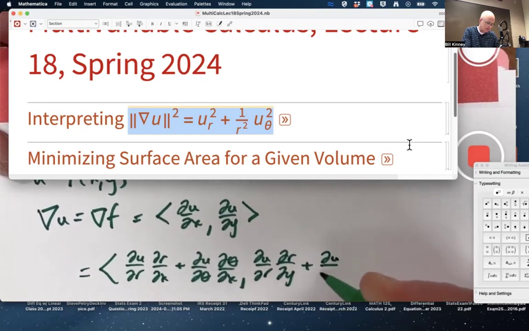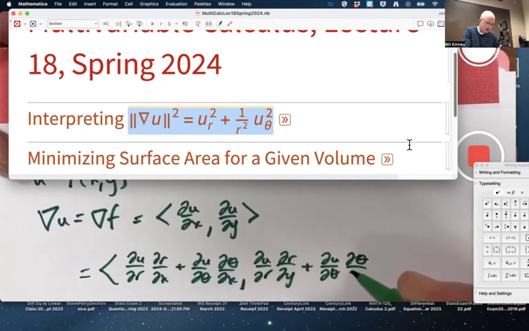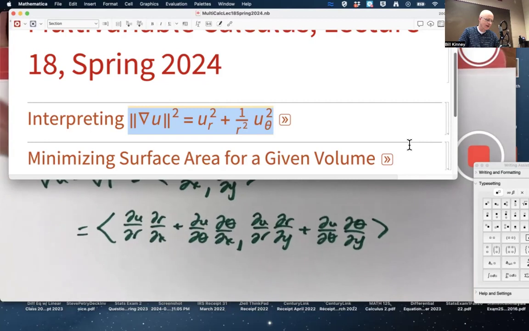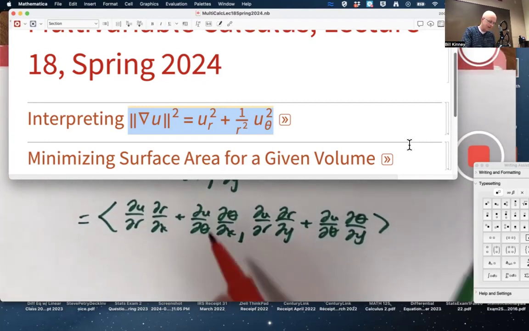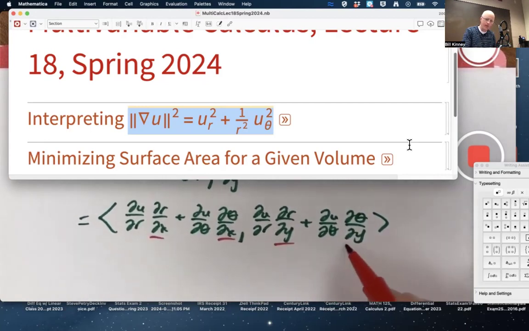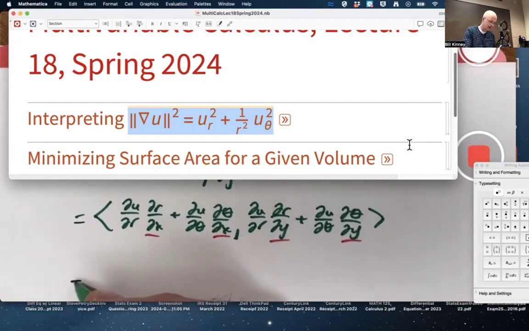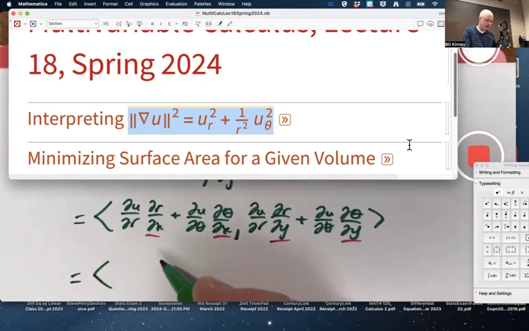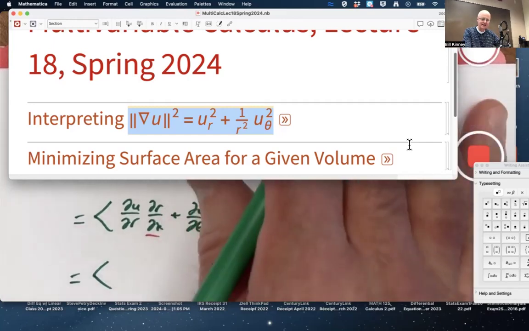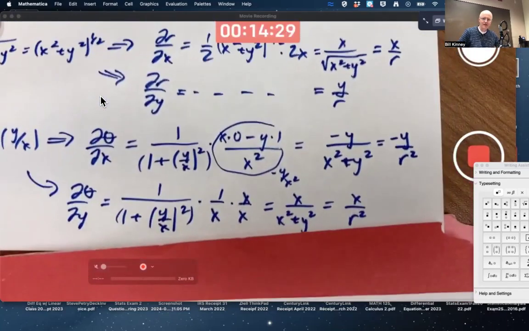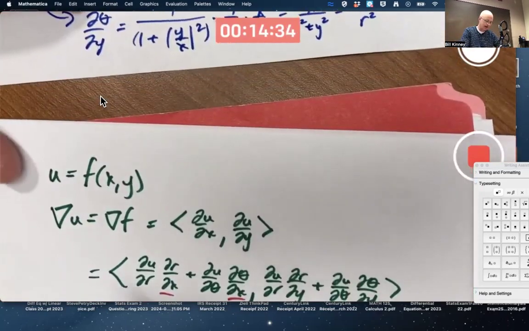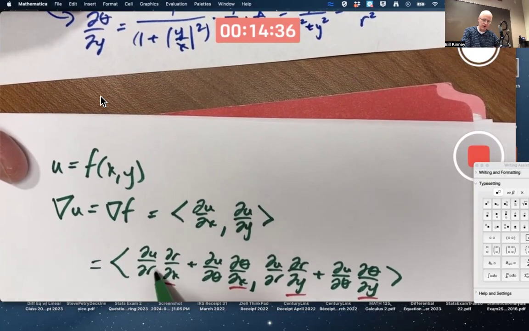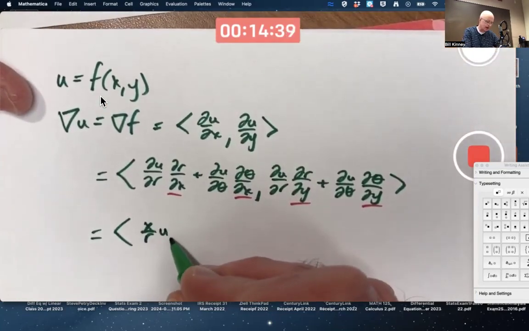Looks pretty similar. It can be easy to get confused here and write something wrong. So I'm trying to be careful. And then again, you could replace these derivatives with the formulas that I just derived 5 minutes ago. Partial of r with respect to x is the same as x over r. So I could write x over r times the partial of u with respect to r. I'll just write that as u sub r.